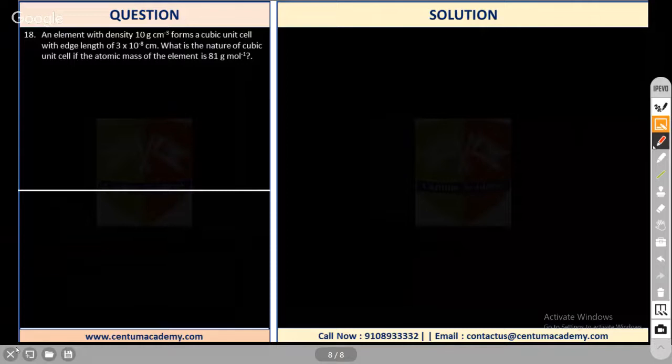Purvik, Vishisht, Vaishnavi, Sai Premnath. What is the Z value? You are getting 2. Okay, Sai Premnath, yeah. If it is 2, the answer will be BCC. So you just need to write down the formula of density, and then everything is given. Substitute all the values, find out Z.